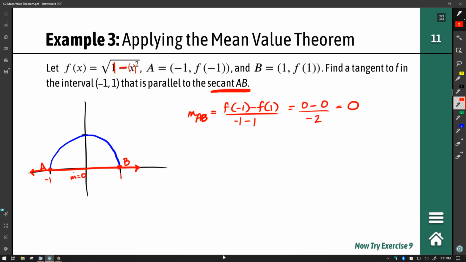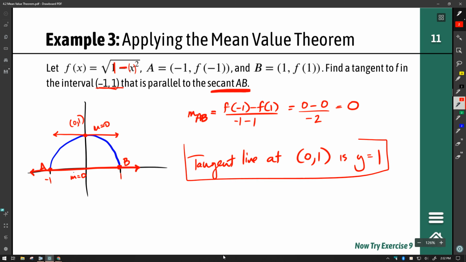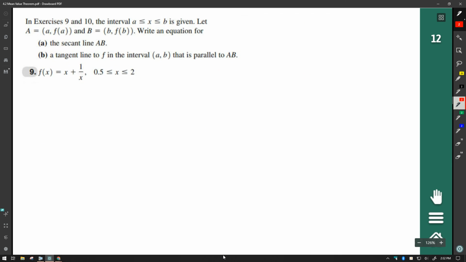Next, we want to find a point inside the interval -1 to 1 that's parallel there. Well, I know since this is a semicircle that at the top of that circle, I have a horizontal tangent. That's going to have a slope of 0 as well. So m equals 0 here, and that's at the point (0, 1). So we want to find a tangent. That tangent line at (0, 1), we can even give the equation: y equals 1, and that's the parallel line there. I'm going to leave exercise 9 in the book for you as well, or we might do it in class or another YouTube video, and that takes care of the first piece of the mean value theorem.